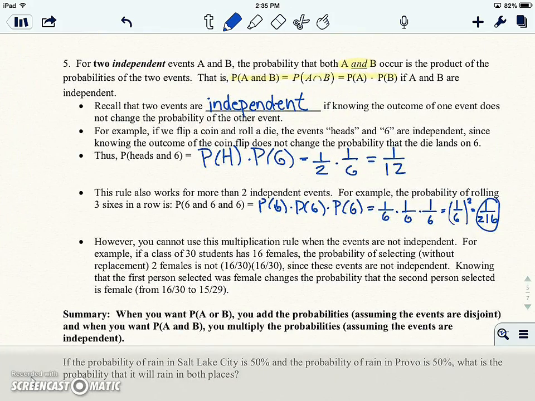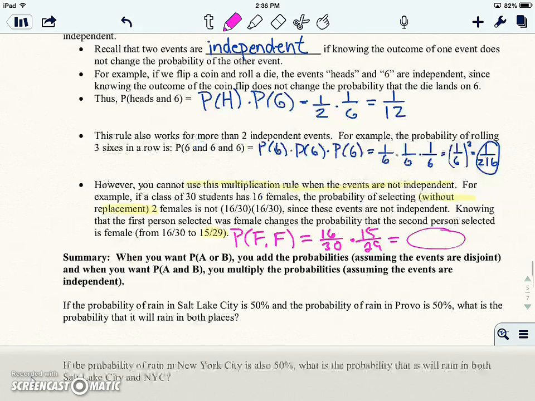However, you cannot use this multiplication rule when the events are not independent. For example, if we have a class of 30 students and it has 16 females, the probability of selecting without replacement, that makes it dependent, 2 females is not 16/30 times 16/30, since these events are not independent. Knowing that the first person selected was a female changes the probability that the second person selected was a female from 16/30 to 15/29. So in this case, the probability of getting a female and then another female is going to be 16/30 times 15/29. And you could figure that out.